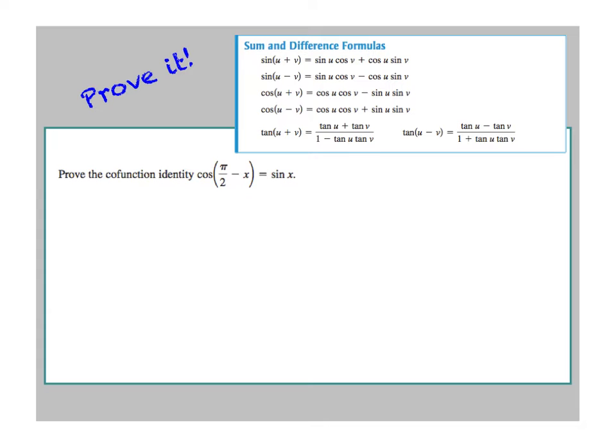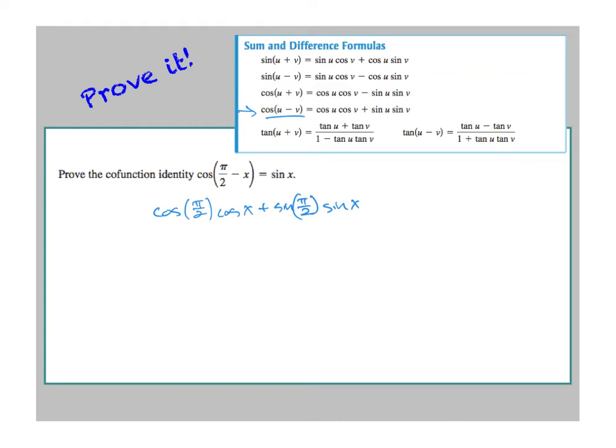All right, so which one am I using? Am I using one, two, three, or four? I'm using the fourth one, this is what I'm going to use. So I'm just going to rewrite it. So now I have cosine of, what's my u? Cosine of pi over 2, cosine of x, and then plus sine of pi over 2 and then sine of x. All I did was just rewrite it.